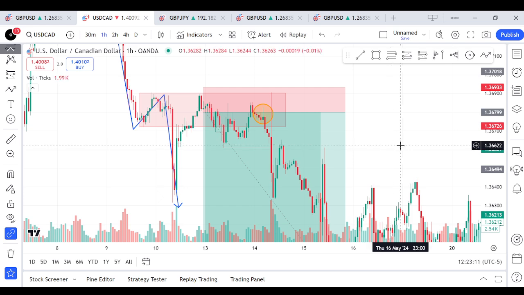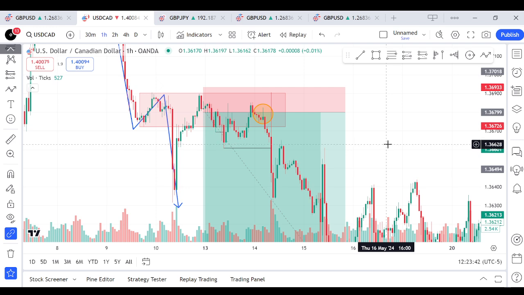Another one is ignoring risk management. So many traders get caught up in trying to catch big moves and forget about proper risk management. So even with high probability setups like the drop base drop, you must always manage your risk carefully. Risking too much on a single trade can wipe out your account if things don't go as planned. So always stick to risking a small percentage of your capital per trade, typically 1 to 2%. This way, even if you encounter a losing streak, your account will remain intact for future trading opportunities.